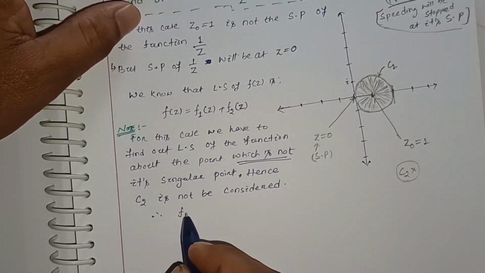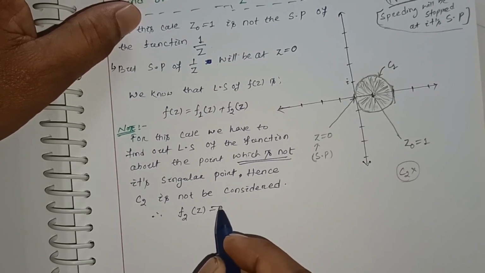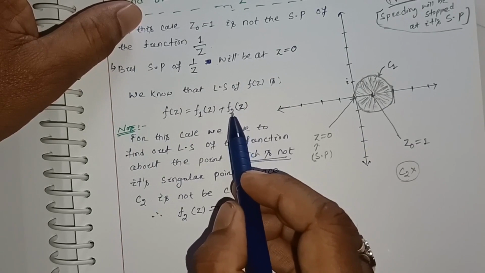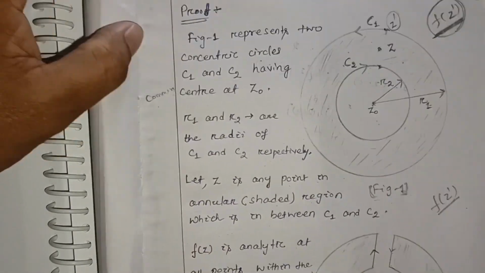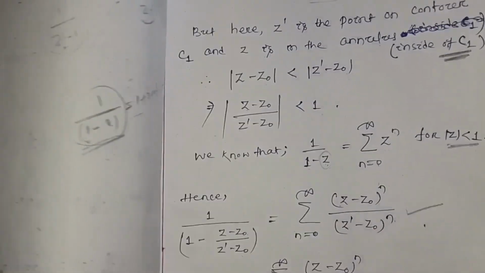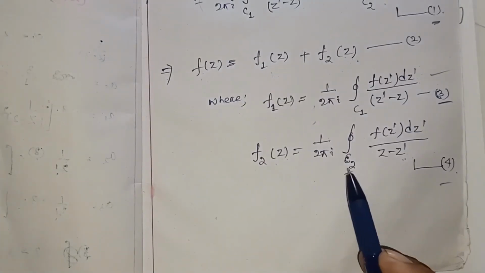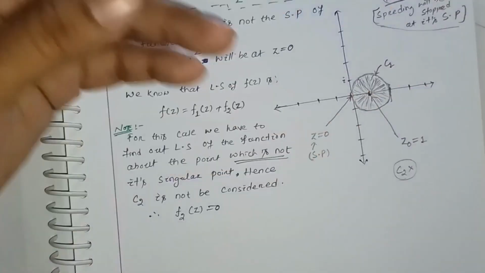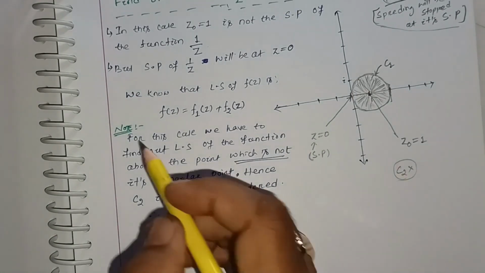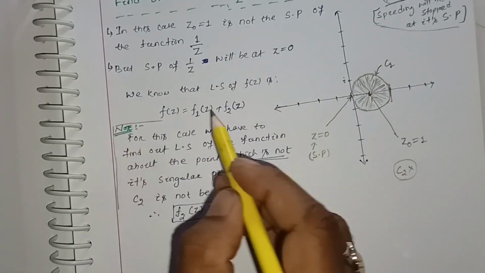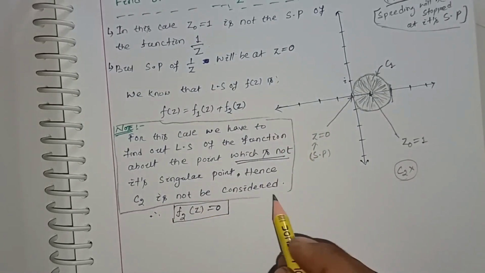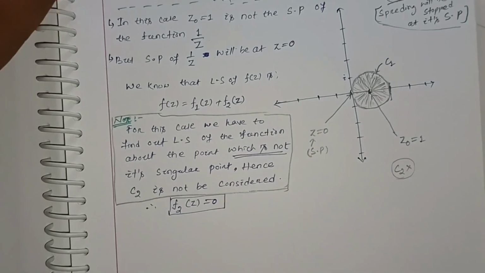So f2(z) will be equal to 0. If C2 is not there, what will be f2(z)? Because f2(z) is nothing but the integral over C2. Considering the C2 integral, C2 is not there, so where will f2 come from? It will not come, so f2 will be 0. Whatever is written in the note, you just put it in a box, because there is no need to write these things in the exam. This is just for you to understand, but you have to write it in your note.